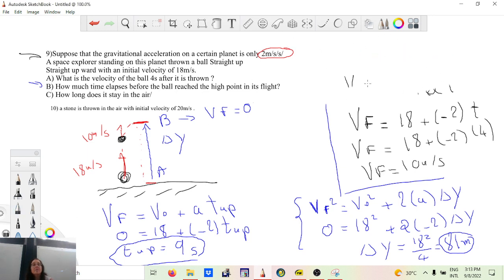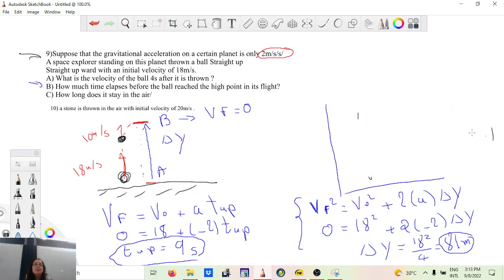Now, I could have used a different way. So let's say I'm only asked to find how long it takes to come back. So, going back here, I know it's 18 seconds. I just want to do it a different way. What's the final velocity, by the way, here? Negative. So it starts with 18, 0. The time it takes from here to there is 9. So that's going to be negative 18, right?